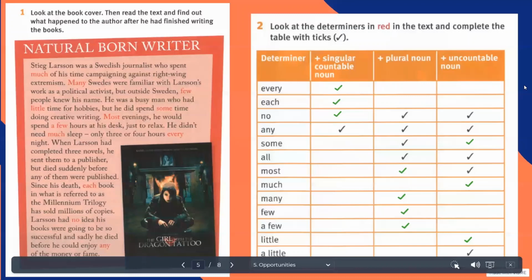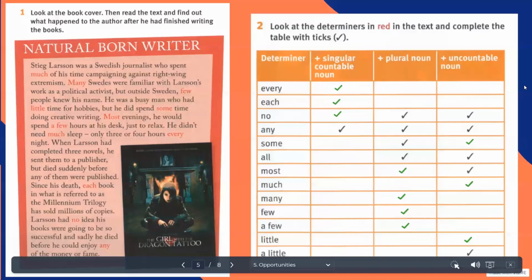Little will be used for uncountable nouns. We have little time. And it will not be used with plural nouns or singular. And a little is also used with an uncountable noun. So I have little time means I really don't have much time. And I have a little time means I have a bit of time, right?